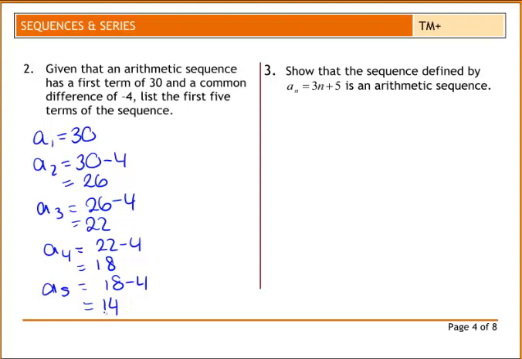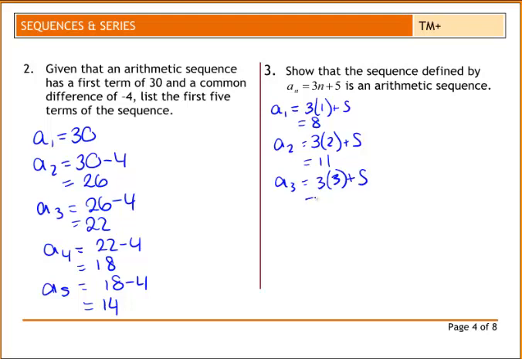Okay, next, show that the sequence defined by a of n equals 3n plus 5 is an arithmetic sequence. We could just plug in numbers to find what the terms are. So a1 is going to be 3 times 1 plus 5, which is 8. a2 would be 3 times 2 plus 5, which is 11. a3 would be 3 times 3 plus 5, which is 14. And a4 would be 3 times 4 plus 5, which would be 17.